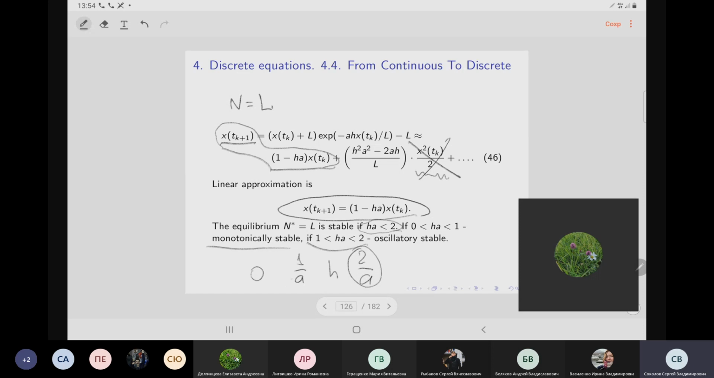If H is small, from 0 to 1 divided by A, then the equilibrium is monotonically stable. So all the solutions that are close to equilibrium are going to the equilibrium. And if H is between 1 divided by A and 2 divided by A, then this stability is oscillatory, so it still goes to equilibrium, but with some oscillations.